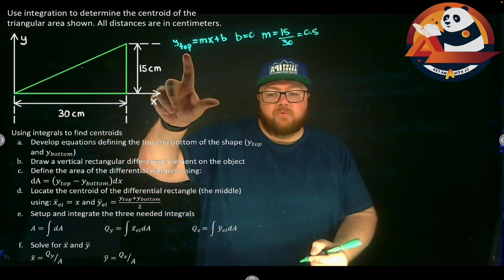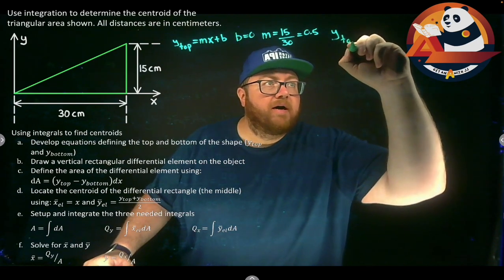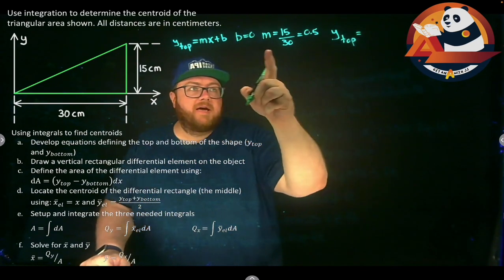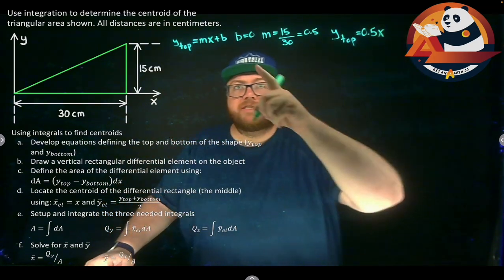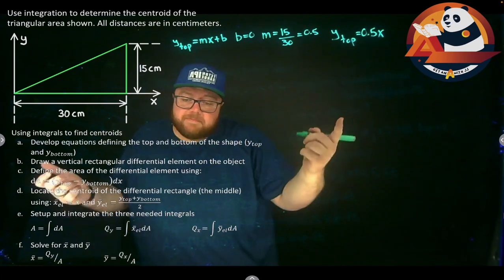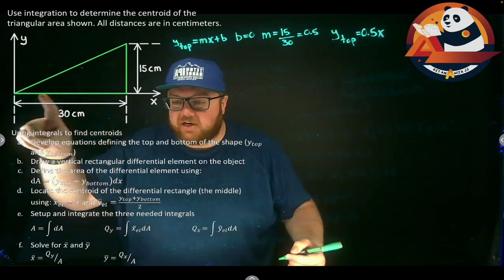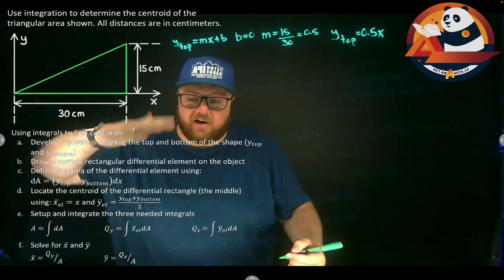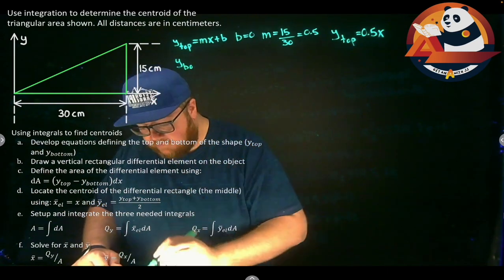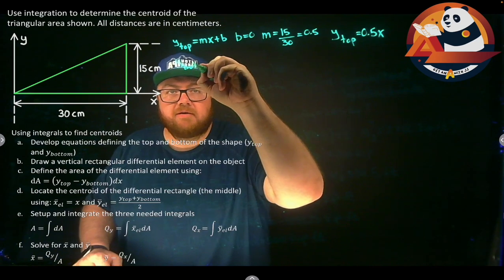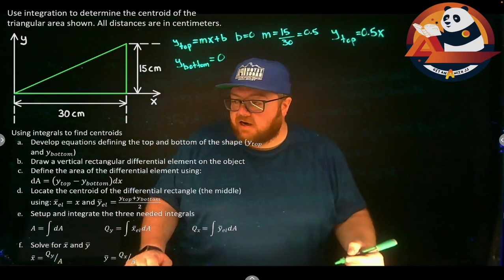So really this equation for y top is going to become y top equals mx, 0.5x, plus b, plus 0. Or just y top is 0.5x. With that one known, I can then say, what's my equation for the bottom of the shape? For this bottom line here, we're on the x-axis. That y bottom would just have to be equal to 0. And that's our first step.